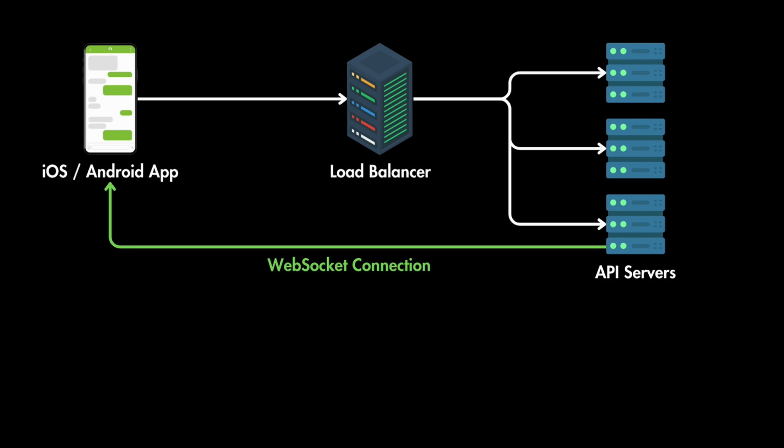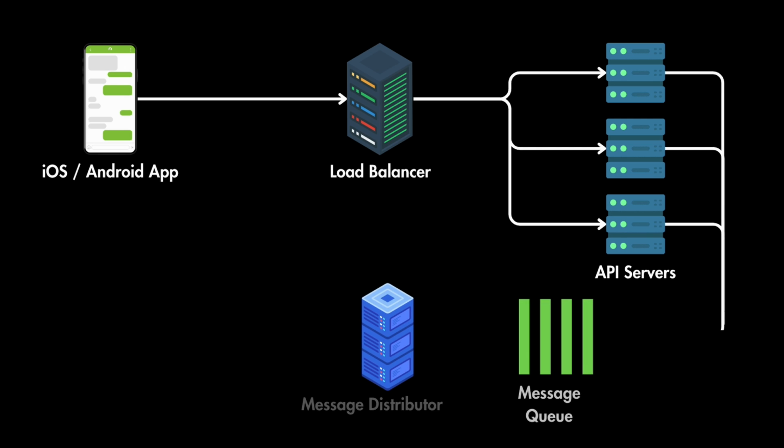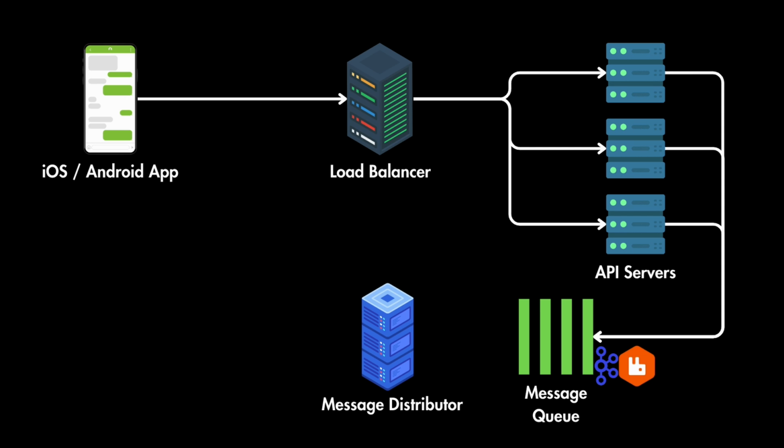recipient's device. Next, we will have a message distributor, and the main purpose of this is to decouple API servers from direct database writes, which is especially important for handling our high-volume writes. And a message queue such as Kafka or RabbitMQ will be a great fit here. So here is how it will work.